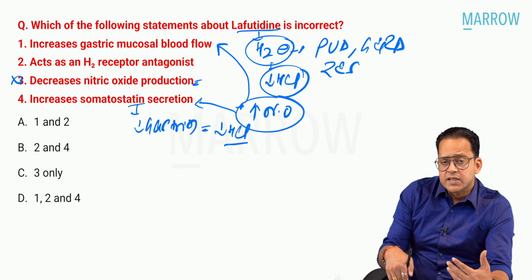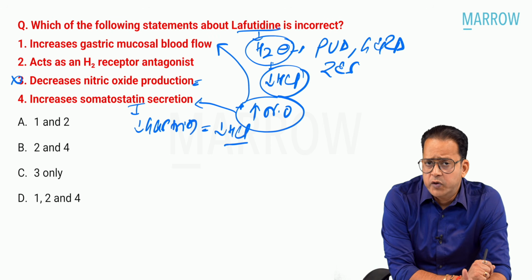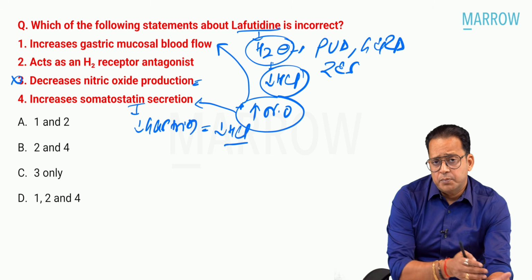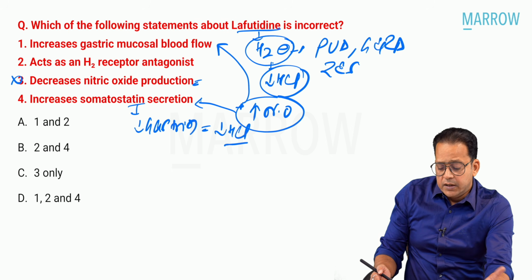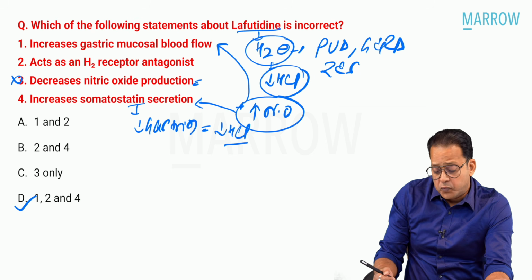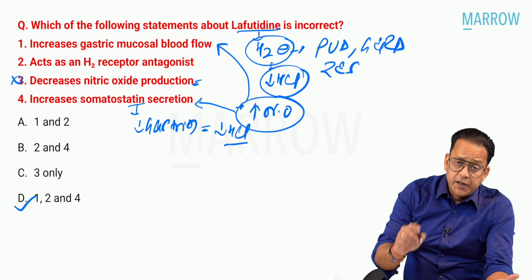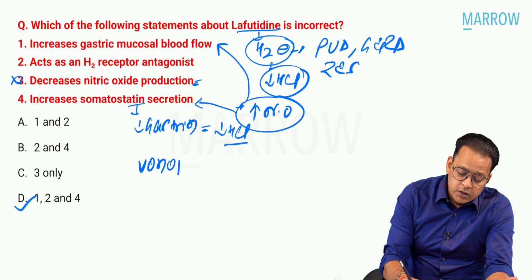So lafutidine is an H2 blocker that is not that commonly used, because all of you know we have moved on from the H2 blockers to the better drugs, that is PPI or proton pump inhibitors. And this is where lafutidine, the options that are correct are 1, 2 and 4, and yes, we have option D as 1, 2 and 4. Now remember, here in the coming exams they're going to ask you about a drug called vonoprazan.